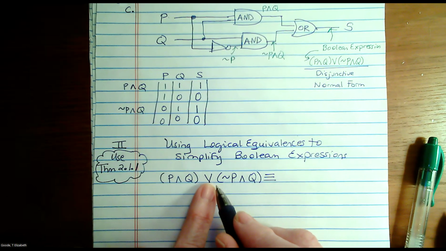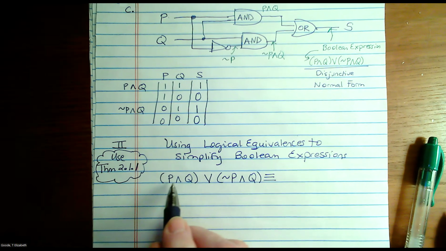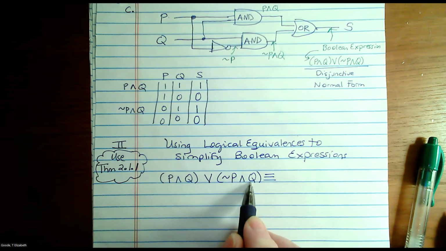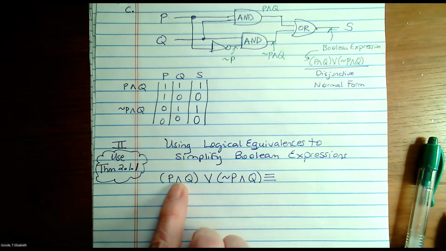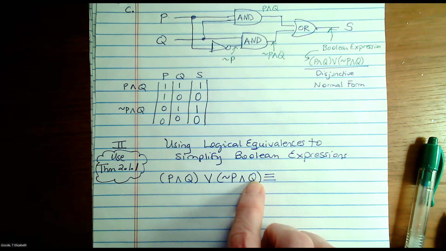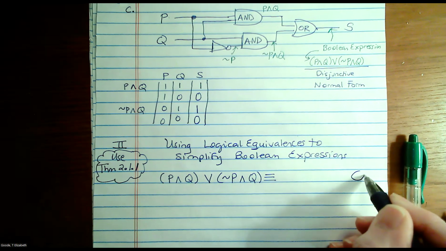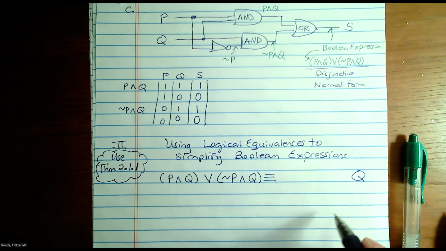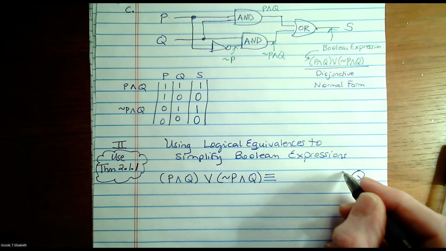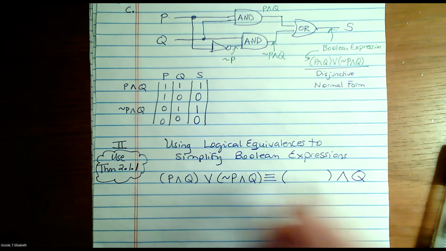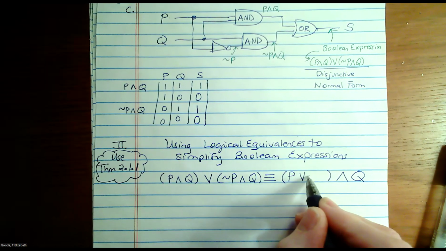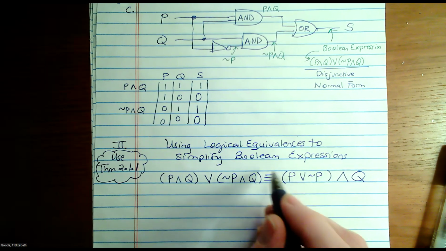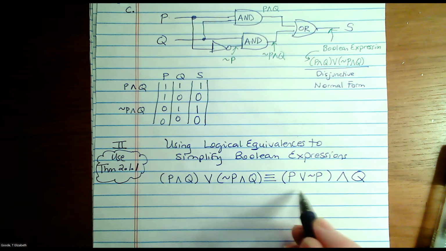And the way it works is, if we have at least one identical component inside these two AND statements, and we do, we have a Q here and we have a Q here, then we can factor the Q out. Okay, and it's getting ANDed with P or not P. This is by the distributive law.